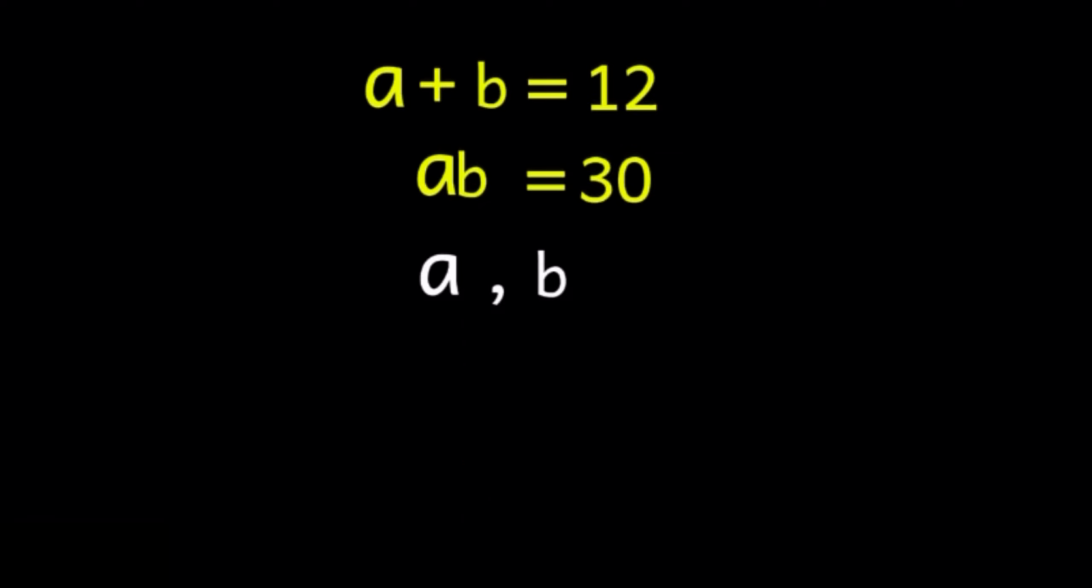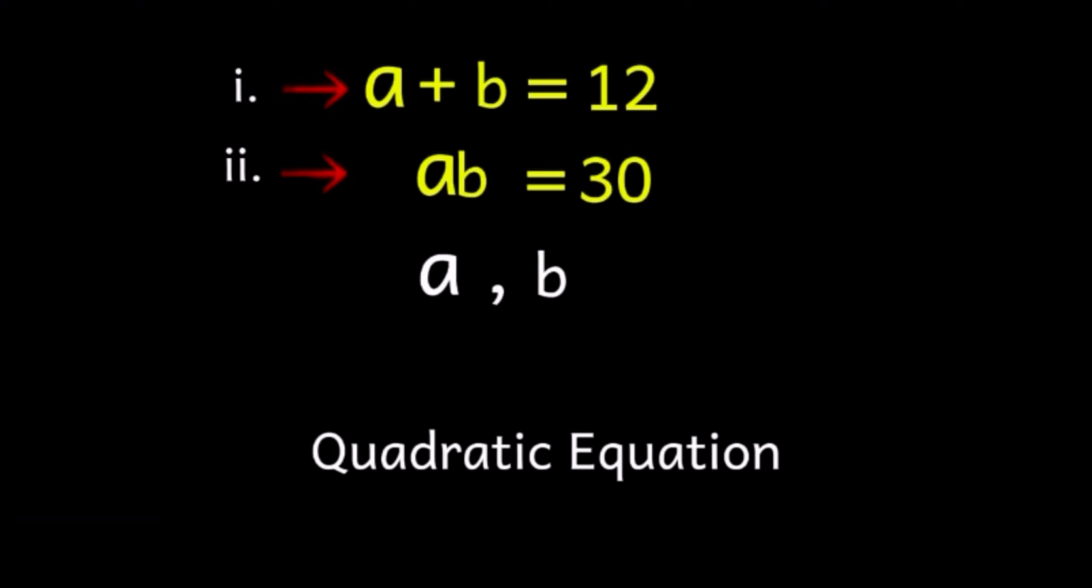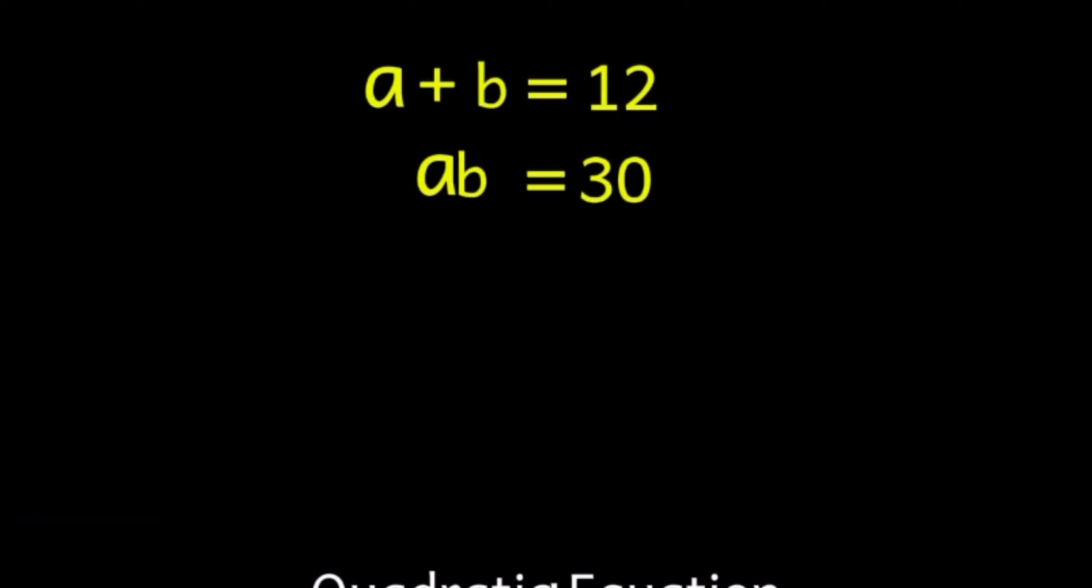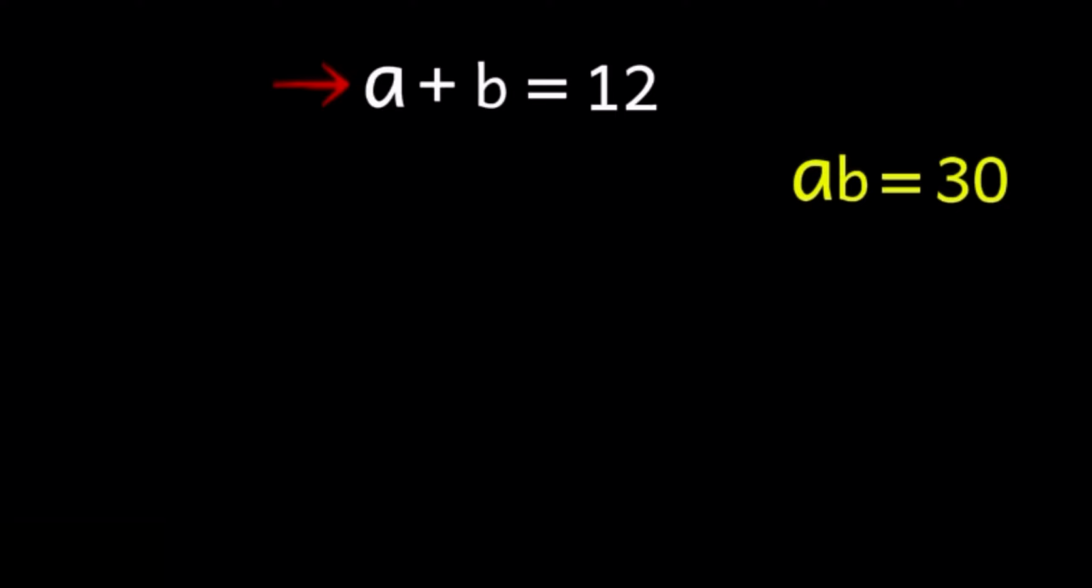Now, we have two equations, a plus b equals 12 and a times b equals 30, and whenever you see the sum and product of two numbers given like this, there's usually a hidden quadratic equation behind it. So here's what we do. We take the first equation and express one variable in terms of the other. From a plus b equals 12, we subtract a from both sides, and we get b equals 12 minus a.